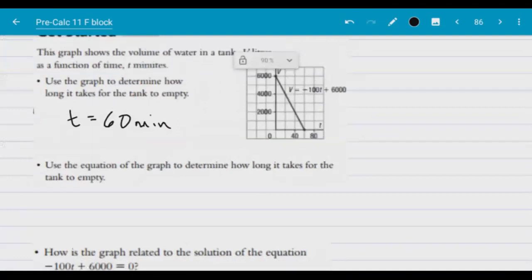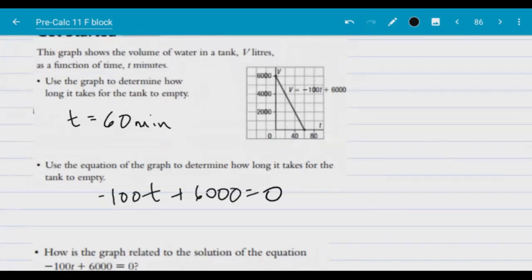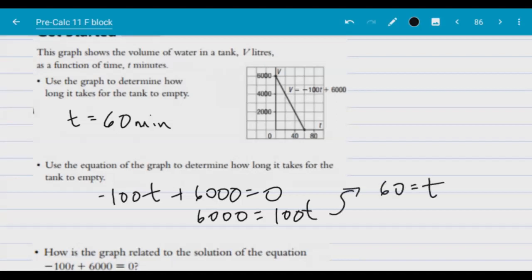Use the equation of the graph to determine how long it takes for the tank to empty. Well, if this is the equation given, for the tank to empty it will be made equal to zero. So it's negative 100t plus 6,000 equals zero. Moving t to the right side so that it becomes positive, 6,000 equals 100t. Dividing both sides by 100, you see that 60 is equal to t, which ties in with what you saw in here. Of course, they would have the same answer.